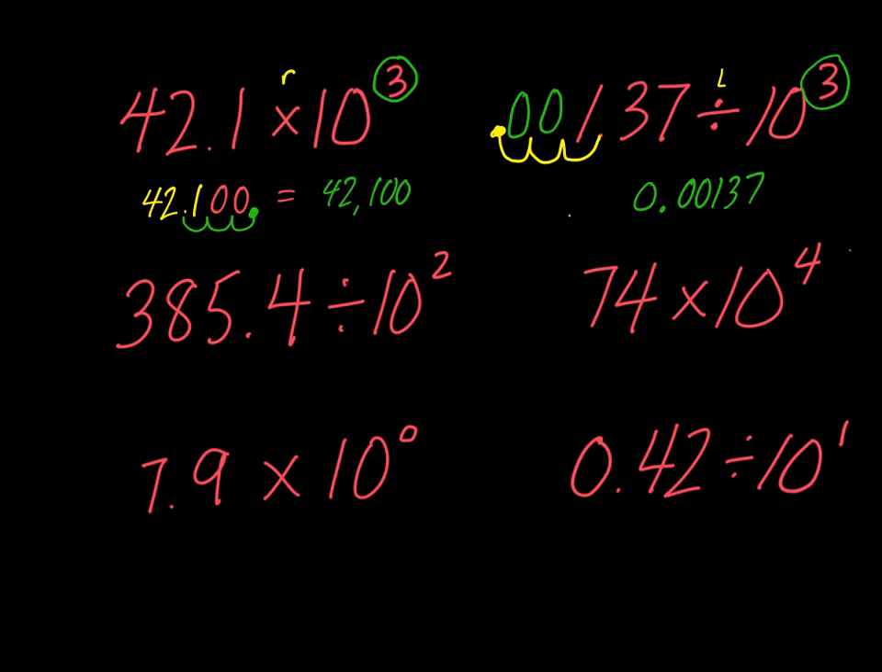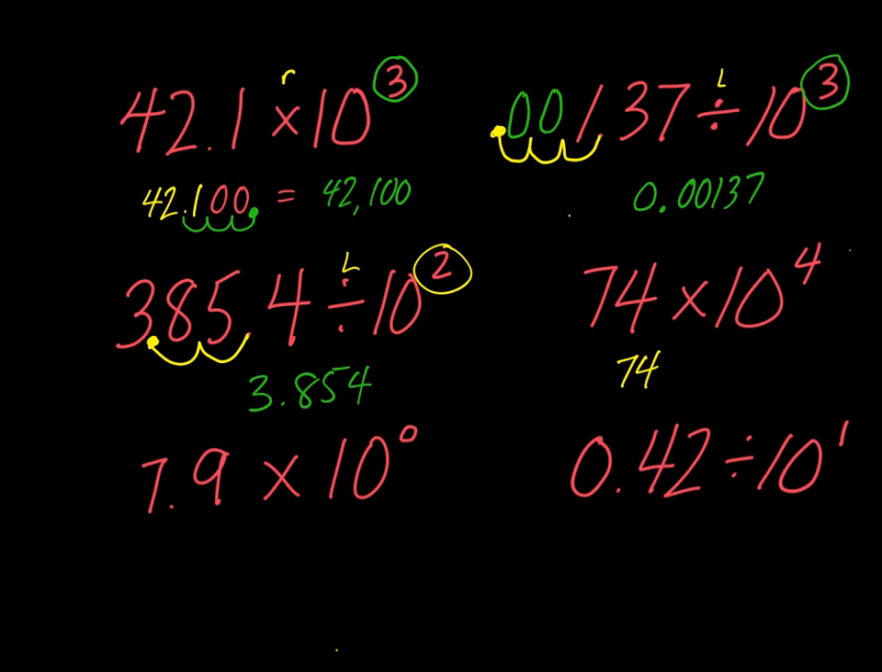Let's come down to our next one. We have division, so we are hopping that decimal to the left, and we are going left 2 hops, so we go 1, 2, and we rewrite that answer as 3 and 854 thousandths. Moving right along to the next one here, I'm going to rewrite this.